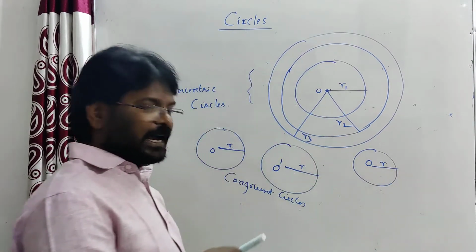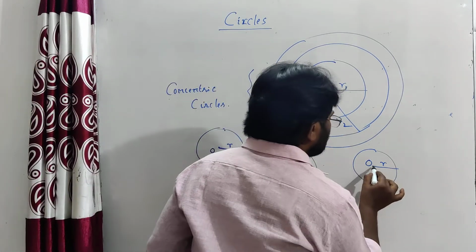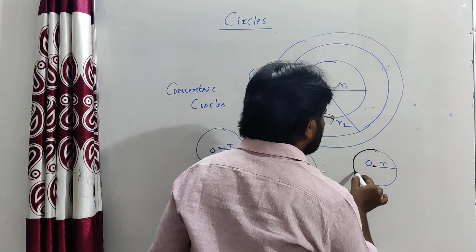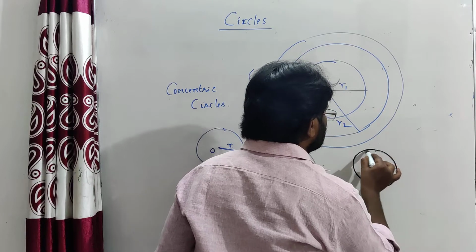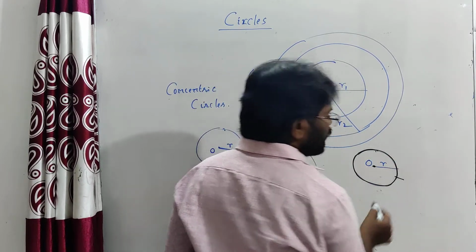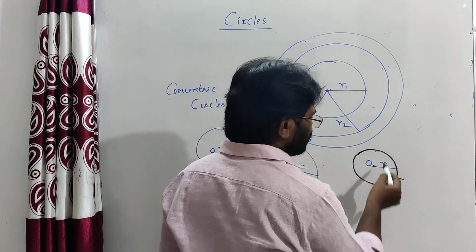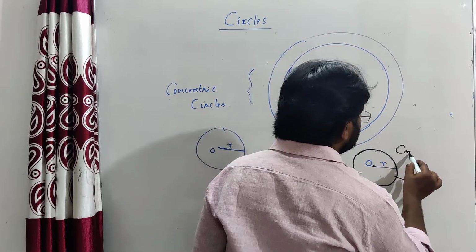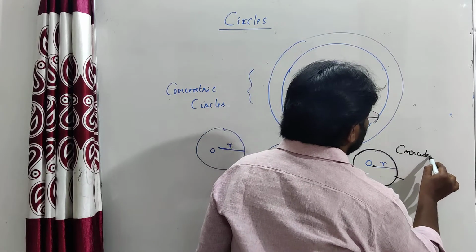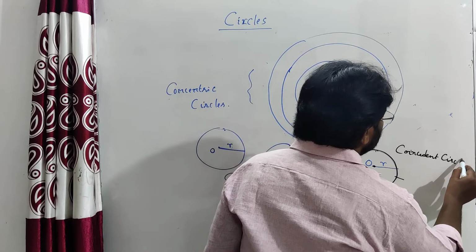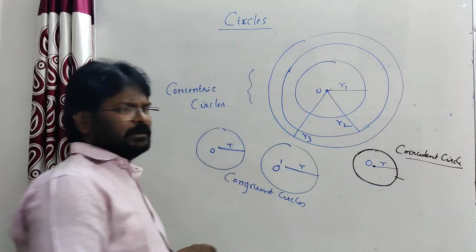If centers are also equal, that means this is a circle, O is the center, R is the radius. Another circle, this is also center O, radius R. If you draw it, it should be placed on the same circle. Blue and black coincide. So these are coincident circles. These are the types of circles.